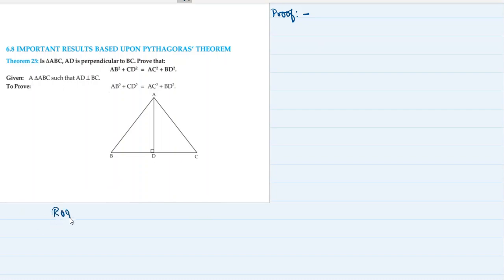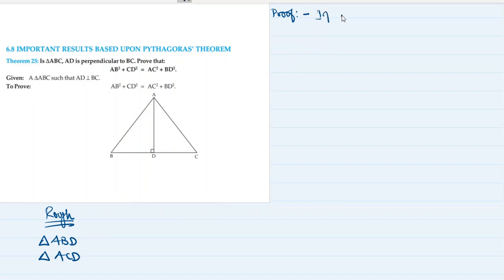In the rough space, please note down the names of the triangles which are right angle triangles. Triangle ABD and triangle ACD. ABD and ACD. These two are the right angle triangles which we can see. Now, I want you to apply Pythagoras theorem in both these triangles.